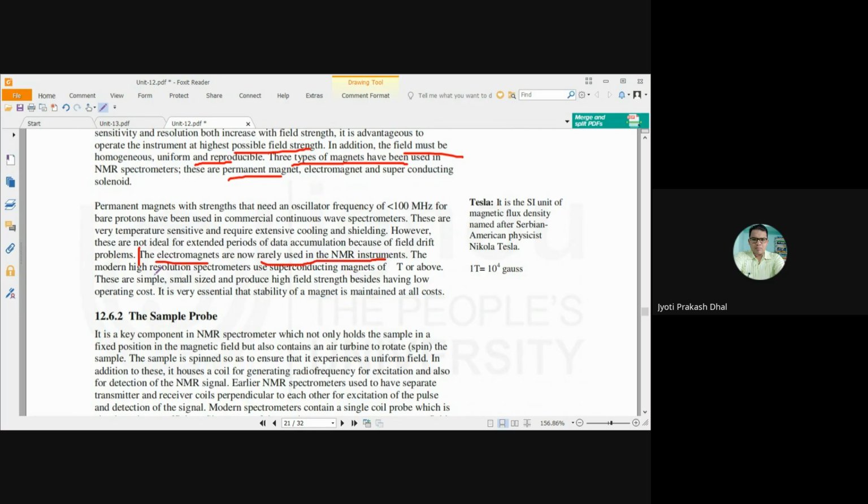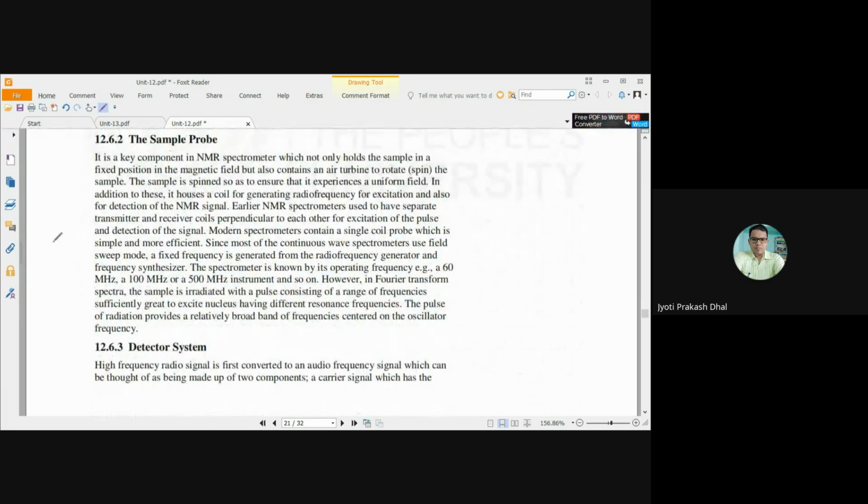So the modern high resolution spectrometers use a superconducting magnet of 1 Tesla or above. These are simple, small in size, and produce high field strength while having low operating cost. Now coming to the sample probe.